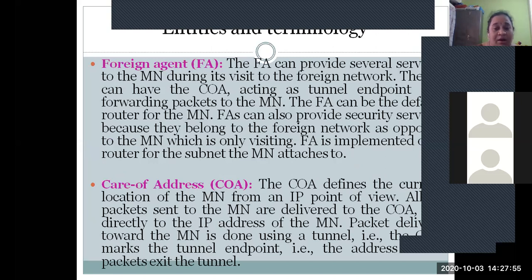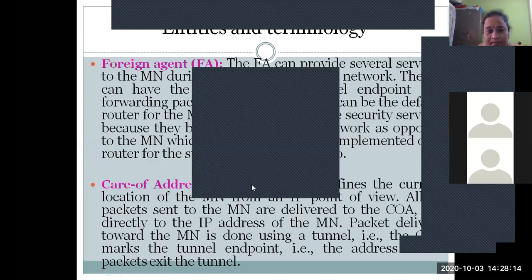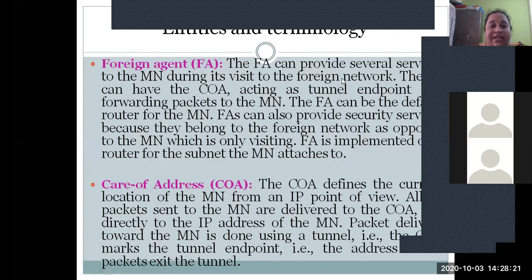Whether we are moving or the correspondent node is moving, our communication doesn't have to be stopped and it has to be continued, without changing our IP address, without changing our actual identification. Is there any problem? Right. That can be taken care of by the foreign agents present in the foreign networks while we enter our new network, called the foreign network.